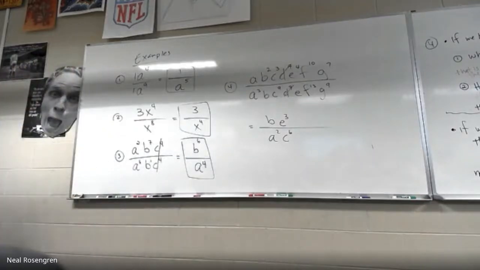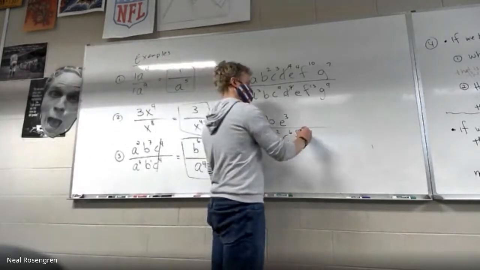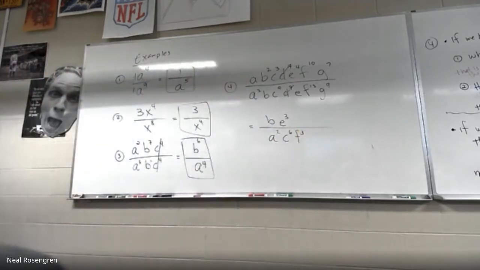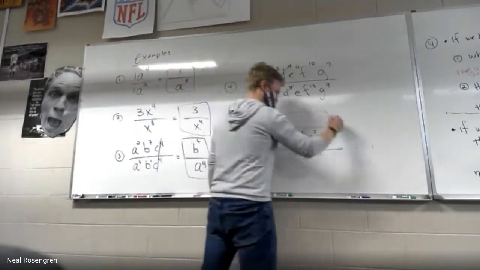How about F? Liam? Okay. 3 to the third time. Good, thanks. And then G? Bottom 2. G squared on the bottom. Good. There it is. Done.